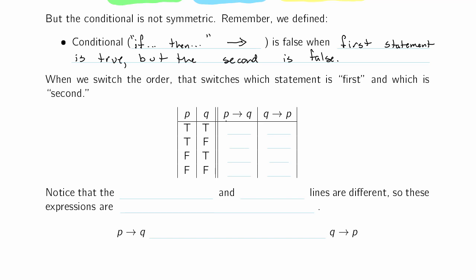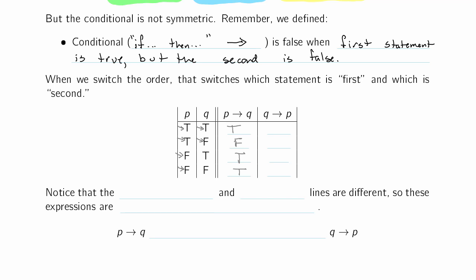So if we make a truth table for if P then Q, well, in the first row, P is true, Q is also true. If P then Q is true. P is true, Q is false. That's when if P then Q is false. P is false, well, if P then Q is automatically true. And again, when P is false, if P then Q is automatically true.